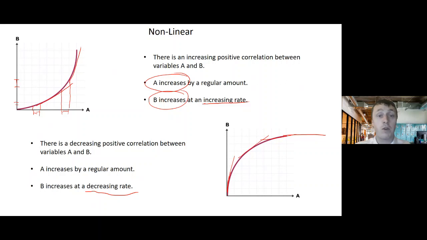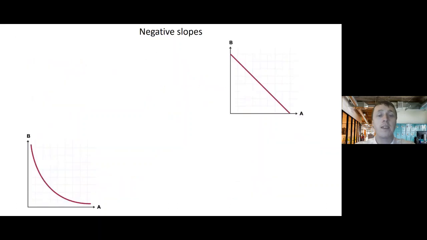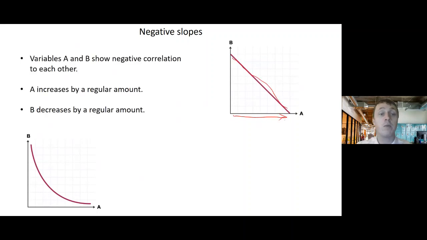So moving on from non-linear, we've looked at linear and non-linear graphs. The only one to look at now is negative slopes, and we apply the exact same logic here, just in the opposite direction. So here you see as A increases, that B value is getting smaller. So really easy, we can see that as A increases, B decreases. We call this a negative correlation, or negatively proportional. So if you increase A by a certain amount, B would also decrease by a certain amount. Notice how the keywords are very similar, just make sure you get them the correct way round.